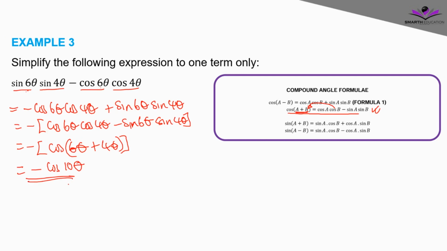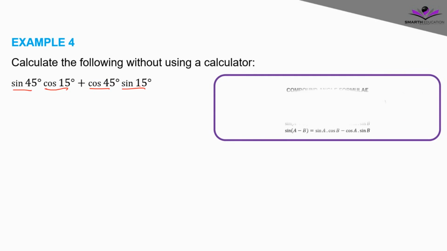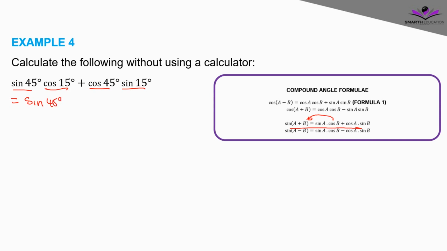We've simplified that. And then example 4: calculate the following without using a calculator. So we have sin 45° cos 15° plus cos 45° sin 15°. What we do, we have to use this one, like we're moving from this form to this form. So this is like sin(45° + 15°). Then this is sin 60°, a special angle, which is equal to root 3 over 2.